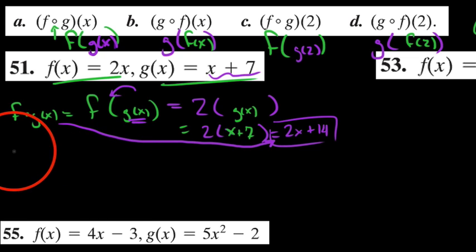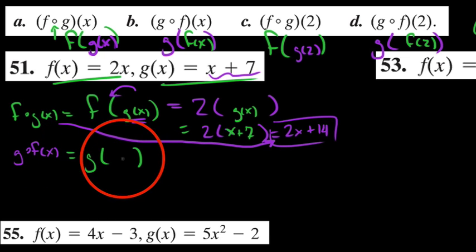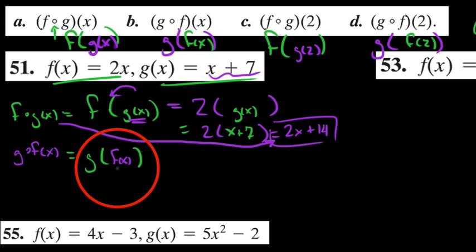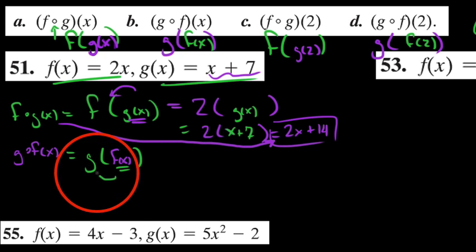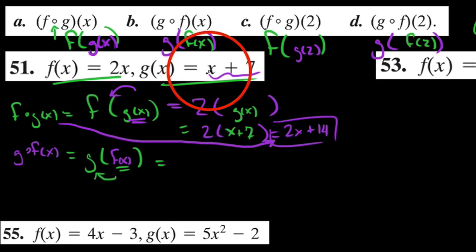Now, going the other way around, if I said let's find g of f of x, which of course you would want to rewrite first as g of f of x, we're plugging f of x into g. It's going into g. So what's g's rule? Well, g says take whatever you're plugging into it and add 7 to it.